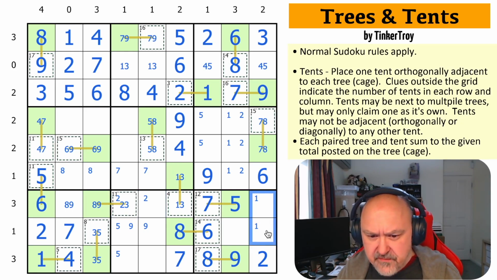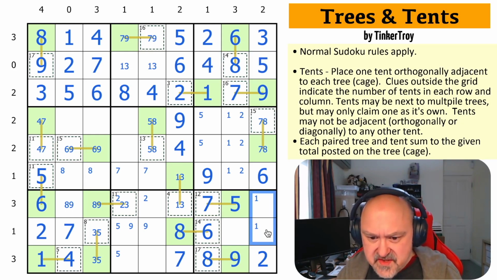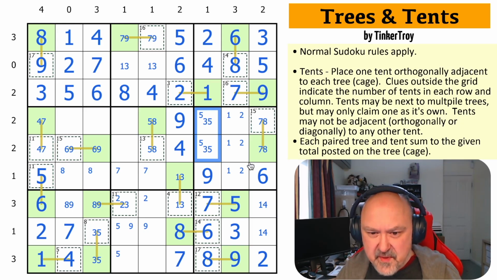These are from 1, 4, and 5, I think. And I can't put 5 in them. Where is 5 in this column? That's the 5, that's the 4. So this is 1 and 4. And 1, 2, this is a 3 now. Which means this is a 3, 5 pair.